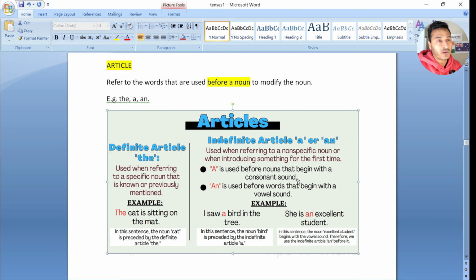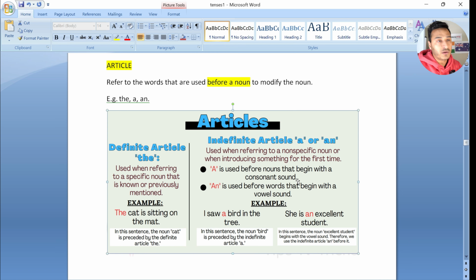And the we can use referring to a specific noun that is known or previously mentioned. For example, the cat is sitting on the mat. In this, the noun cat is preceded by the definite article the, right? So understand each and everything in detail.